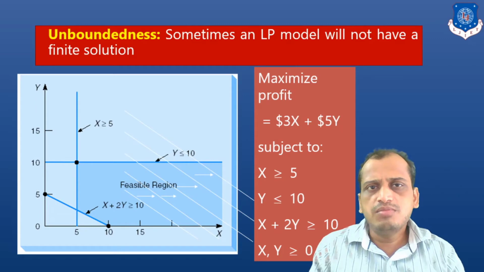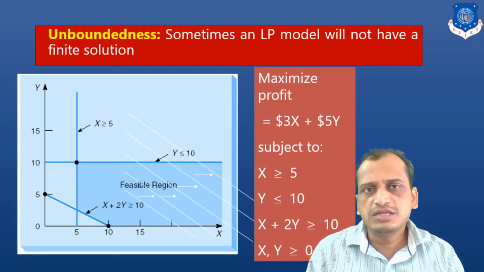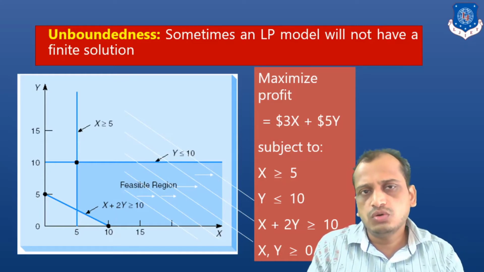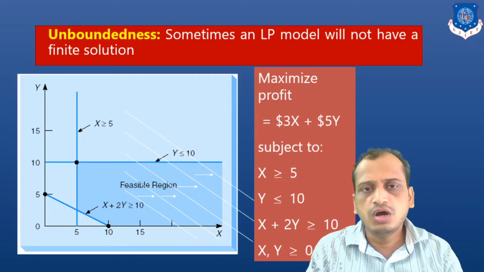Next case is unboundedness. As the name indicates, there is no boundary around the constraint, or you can say the solution. Or you can say there is no finite solution involved. Whenever we are solving, we cannot approach a finite solution. So how do we do that?